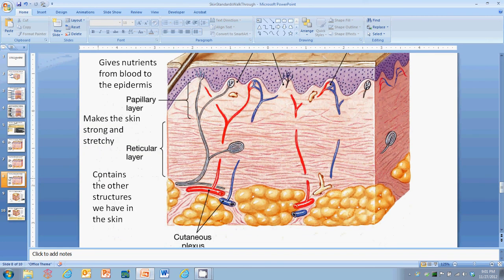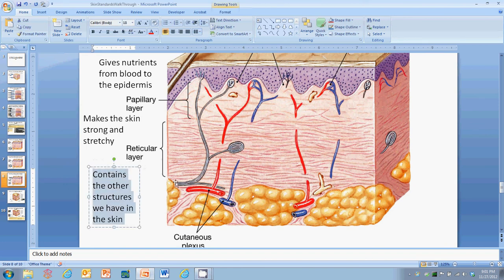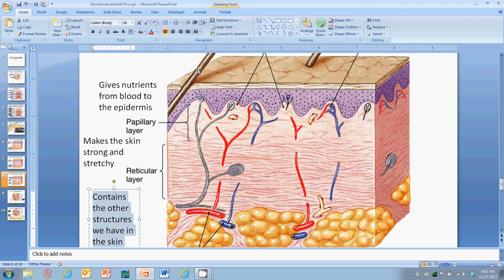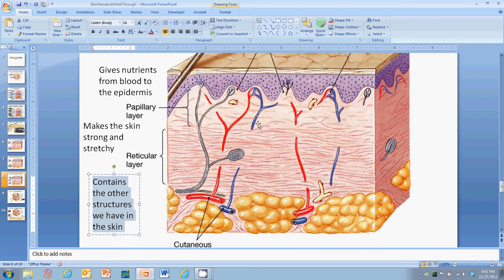And last but not least, it also is going to have the other structures we have in the skin. You can already see some nerve fibers here, and we're going to have hairs that are in our skin that come down into here. We have sweat glands, sebaceous glands. Those are all going to be in the dermis. Basically just because it's the biggest, but we need a spot to put things. That's where they will go.